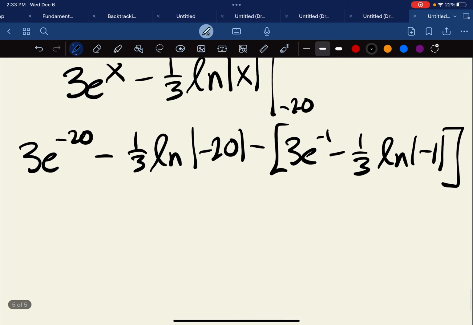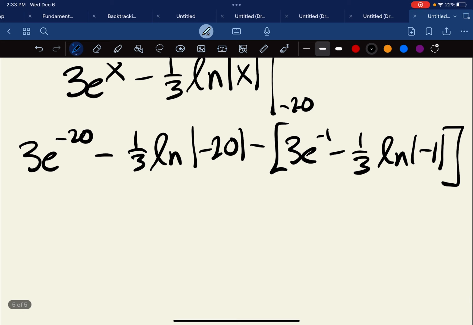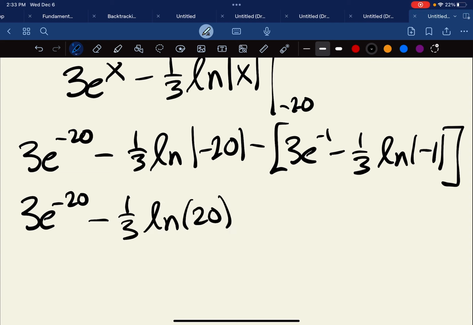So 3e to the -20, we're just going to leave that like 3e to the -20 because there's no real way to figure out what that is. Simplify this to 1/3 ln of 20, right? Just to demonstrate that you know how to take the absolute value of something. And then we're going to subtract from this 3 over e, right? Because we're going to move that e down into the denominator, minus 1/3 ln of 1.